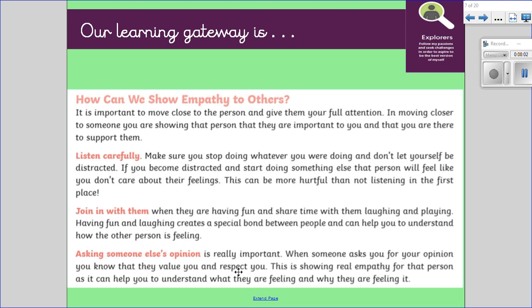Asking someone else's opinion is really important. So when somebody asks you for your opinion, you know that they value and respect you. This is showing real empathy for that person, as it can help you understand what they are feeling and why they are feeling it. So if somebody is asking your opinion, that is quite a special thing to have. It means that they really value and respect what you've got to say. So that is a nice one.